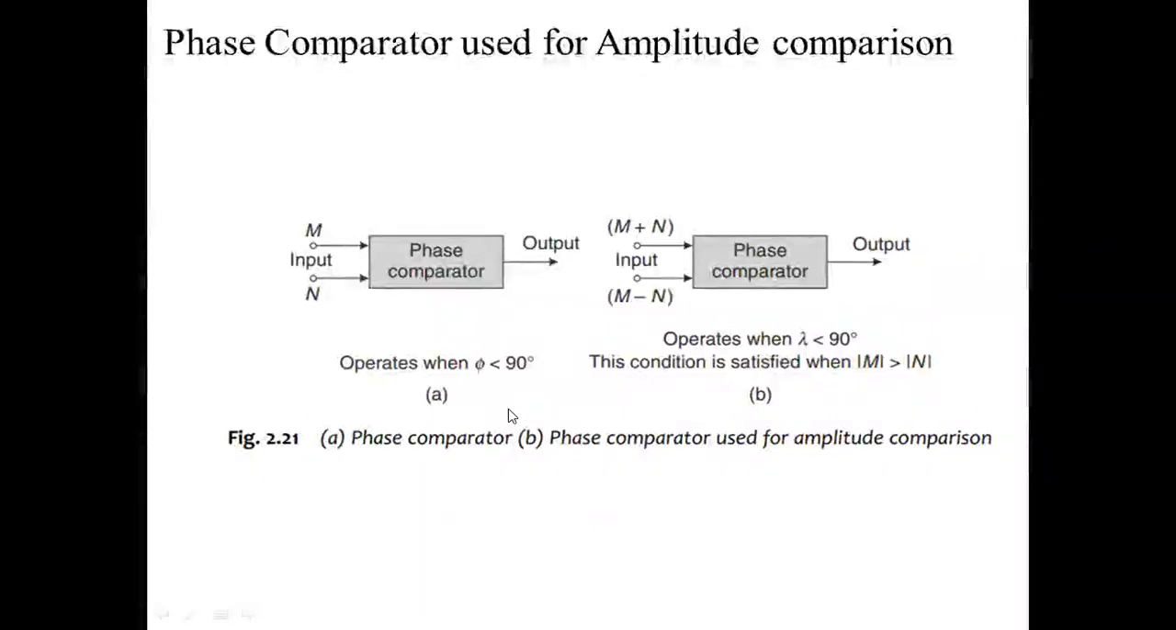And then the second one, the duality: the first is amplitude comparator as a phase comparison, and the second one is phase comparator used for amplitude comparison. Same block, but the diagram changes. In that block, we have to revisit the previous concept of the amplitude comparator, but in this case it is a phase comparator used for amplitude comparison.